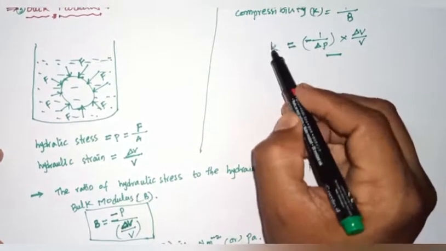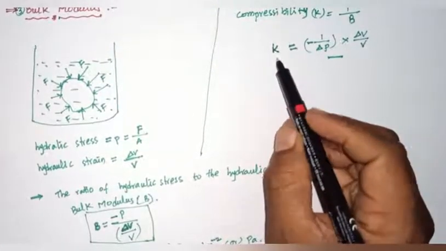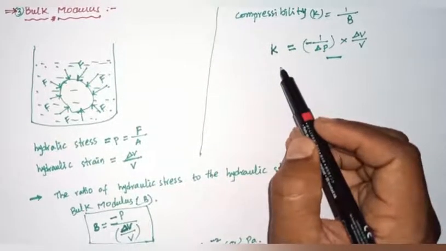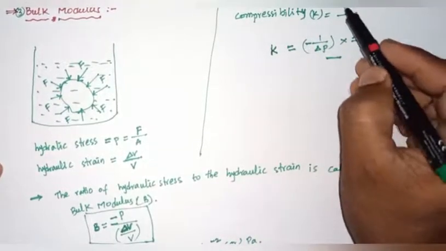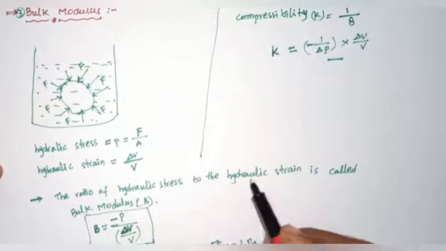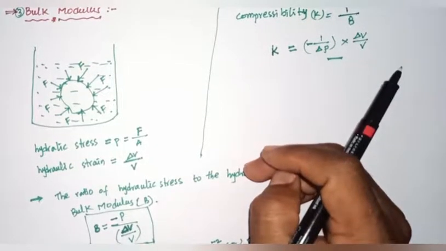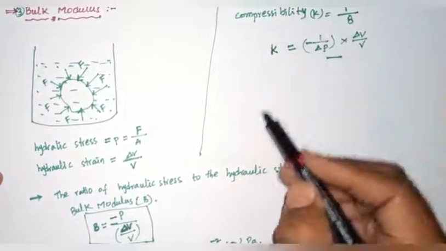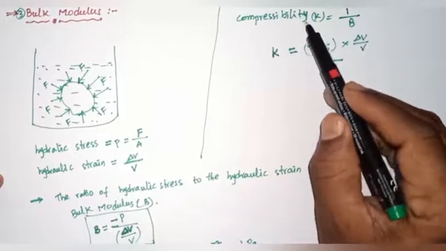Here, bulk modulus is more for solids, that is metals, than liquids, than gases. The reciprocal of bulk modulus is nothing but compressibility. So compressibility is less for solids than liquids than gases. When the bulk modulus is more, compressibility is less.